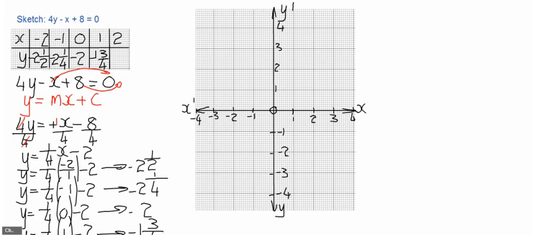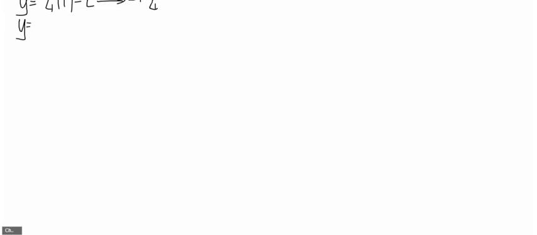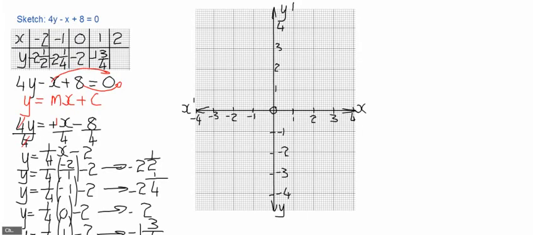Right, and the next x value we're going to substitute in, the last one, is 2. Let's substitute that into the equation. 1/4 times 2 is 1/2, and 1/2 minus 2 is -1 and 1/2. Put it into the table. -1 and 1/2.